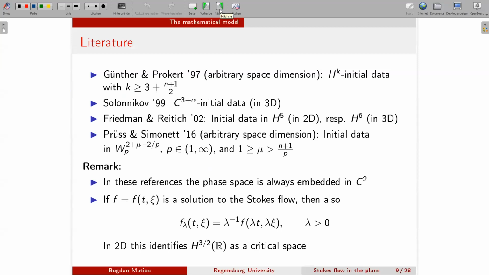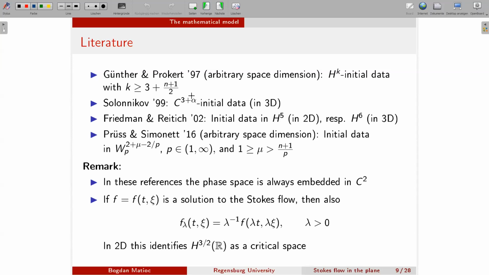So there is a lot of literature on the Stokes problem, but the quasi-stationary Stokes problem is less studied. In fact, I only have these 4 or 5 references which I would like to mention. Günther and Prokert consider the problem in 97 in arbitrary space dimension for H^k initial data, where k is larger than 3 plus n plus 1/2, where n is the dimension of the interface.